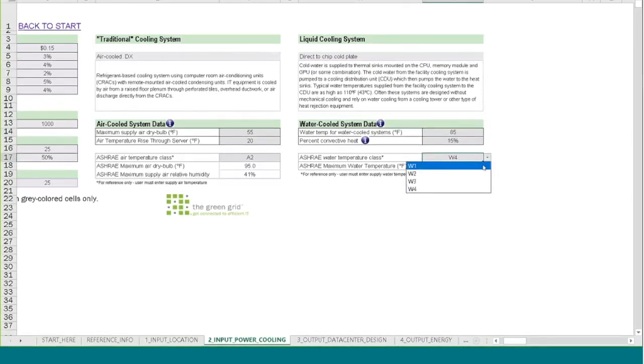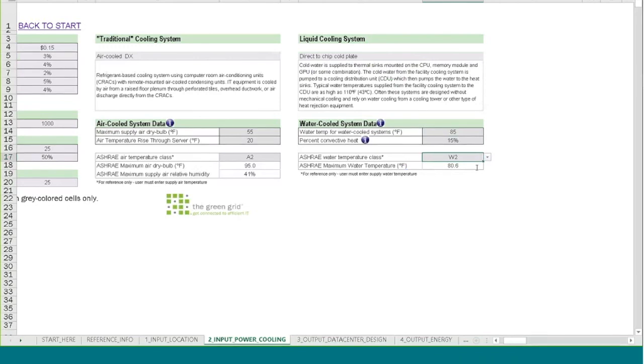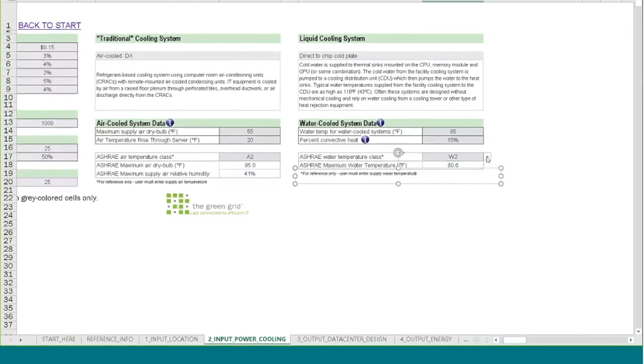So again, here's the ASHRAE water temperature classes. That'll say if you have a W2, it's going to be about 81 degrees. Everything's in Fahrenheit, by the way. I should mention that's another thing we're working on, to have dual units on this. But to keep it simple in the first release, everything's in Fahrenheit. Anyway, the ASHRAE water temperature class, and the user can put in, if they want, whatever those numbers might be.